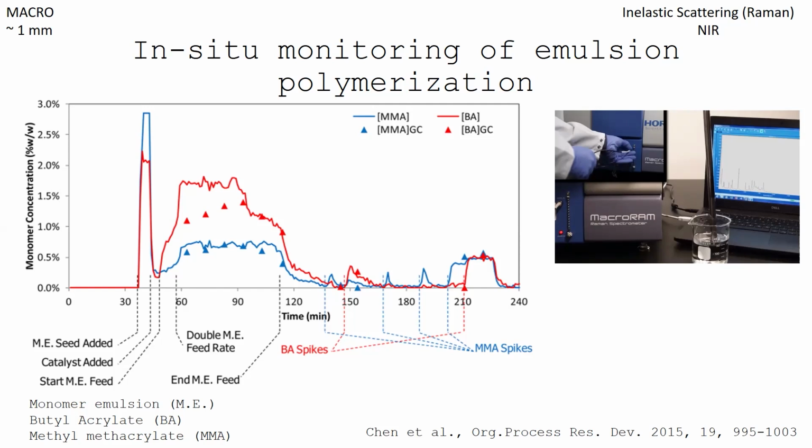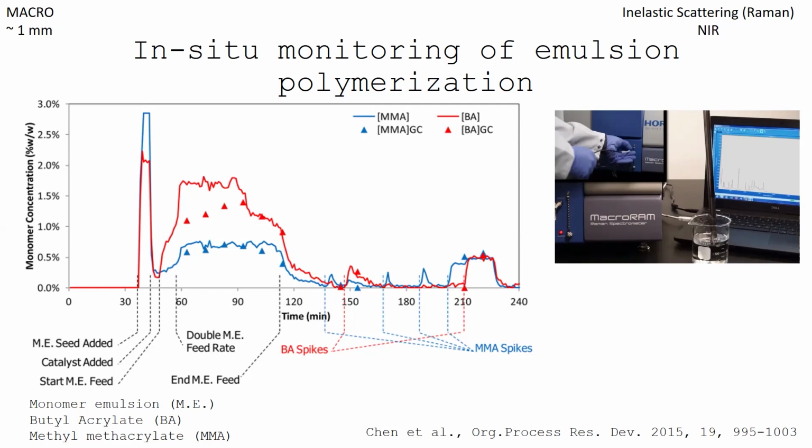But in this case, this is a macro Raman measurement where we use a probe and we can insert that, in this case, in an emulsion. And this is what was done here: this is a two-step polymerization where they have the monomer seed at different stages, and they can monitor the reaction of the monomer to polymer, basically by the disappearance of the spectral response of the monomer.